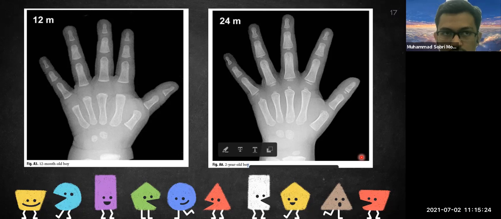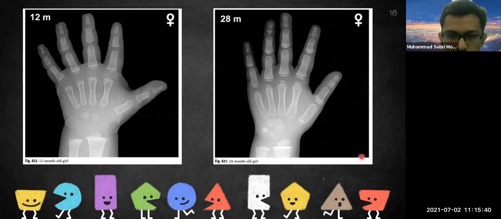The bone age assessment is made by comparing the patient's radiograph with the atlas. So this is for the boy, and these are for the girl, also at the same ages of 12 months old and 24 months old.